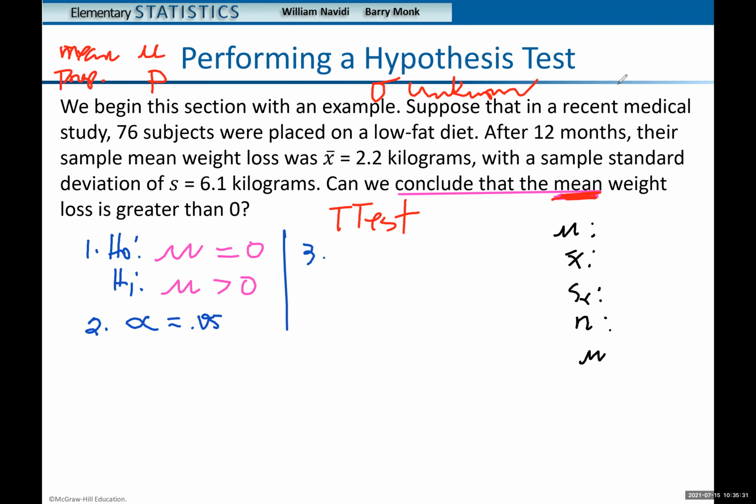Yes. So make sure that you try it now on your own. Mu is whatever you have in your hypothesis, your H0. You have 0 here, then you have to enter 0 here. Whatever number you have here, you have to type it here. Then the sample mean is given, it's 2.2. Then the standard deviation is 6.1. And given is 76 subjects, so that's 76.